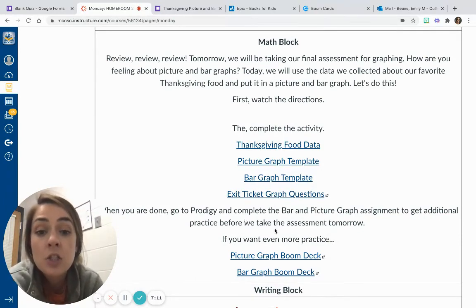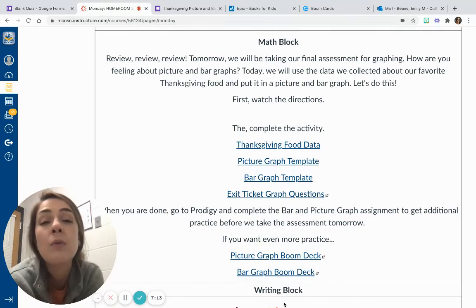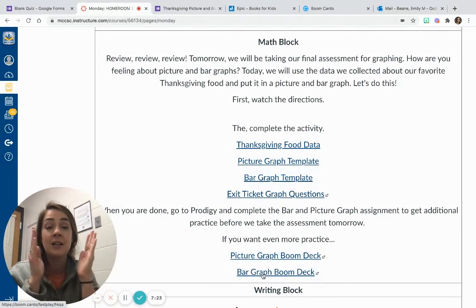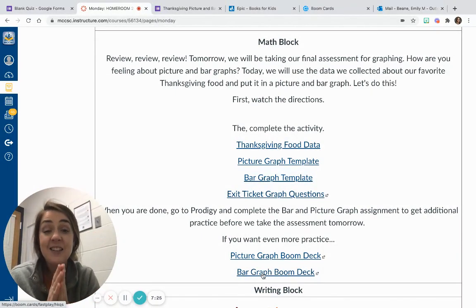That's a must do. And then if you're like, oh, I really just want to practice more, I have included two boom decks, a picture graph boom deck and a bar graph boom deck. So that is your goal for today. It's a lot, I know.